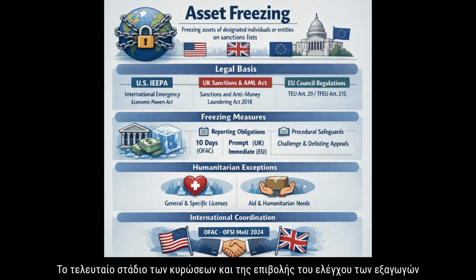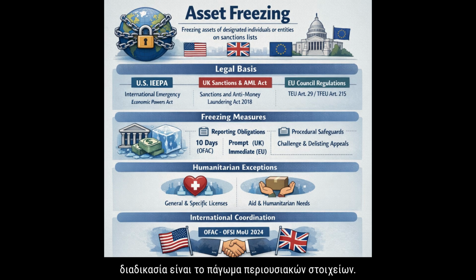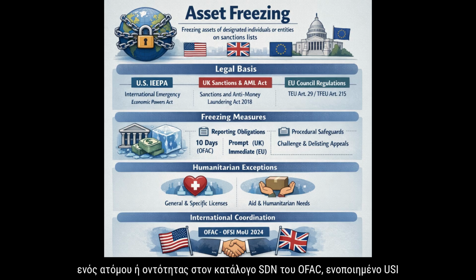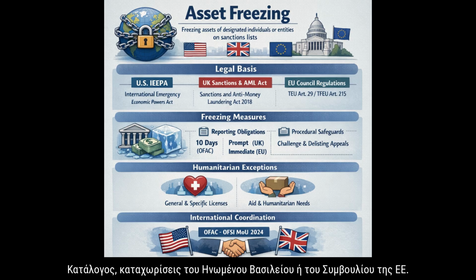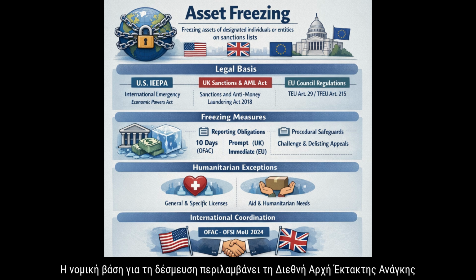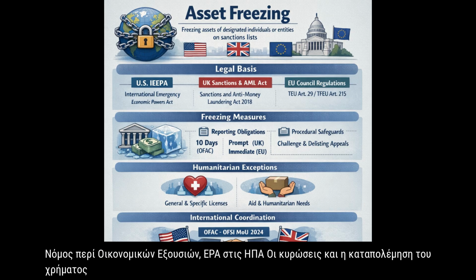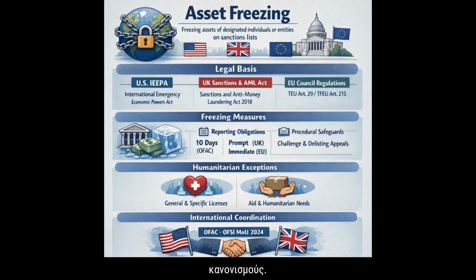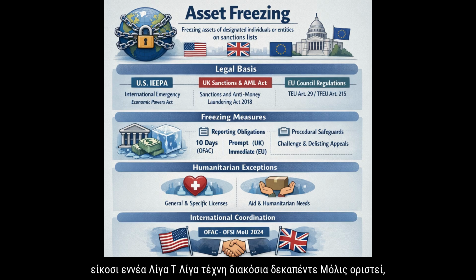The last stage of the sanctions and export control enforcement process is asset freezing. Asset freezing is initiated upon the designation or listing of an individual or entity on the OFAC SDN list, the UFSI Consolidated List in the UK, or EU Council listings. The legal basis for freezing includes the International Emergency Economic Powers Act, IEEPA, in the US, the Sanctions and Anti-Money Laundering Act 2018 in the UK, and EU Council Regulations under TEU Art 29 and TFEU Art 215.